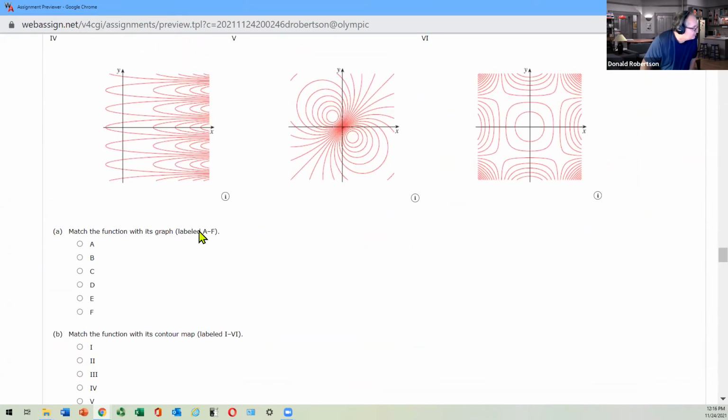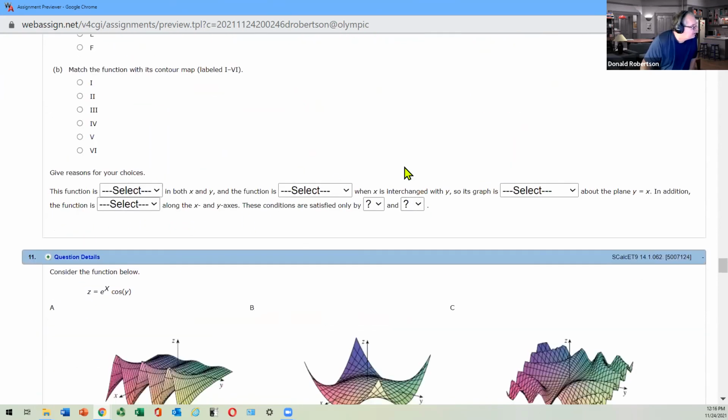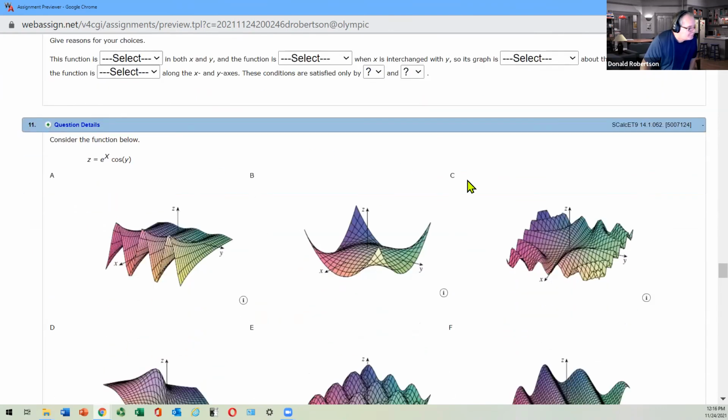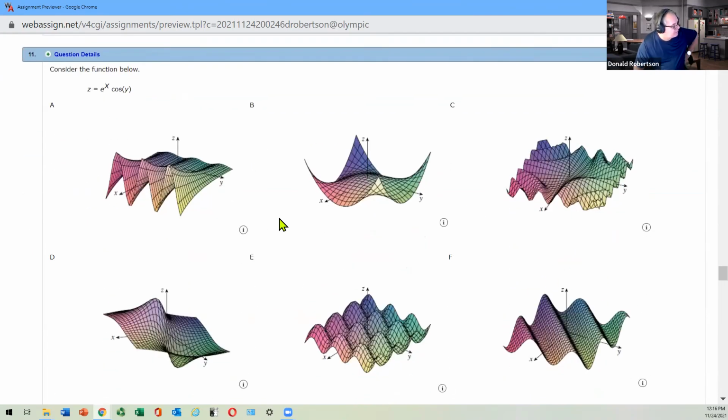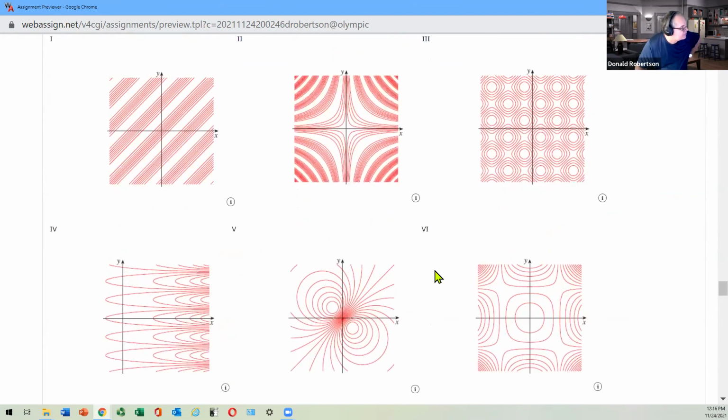So you're going to match the function with its graph, and then you're going to match the function with its contour, and then talk a little bit about it. Right, basically the same job again. Function and graph. It's got it. Let's see.